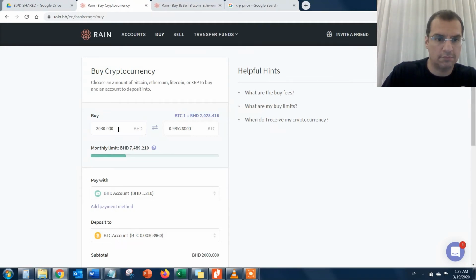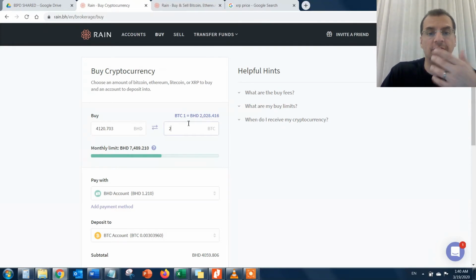Keep in mind, let's say I want to switch and buy 2 Bitcoins. That will be equivalent to 4120 BHD, which means I have to have at least 4,120 BHD balance in my account, which I showed you earlier, for me to be able to make that purchase of 2 Bitcoins. That's essentially what it means.